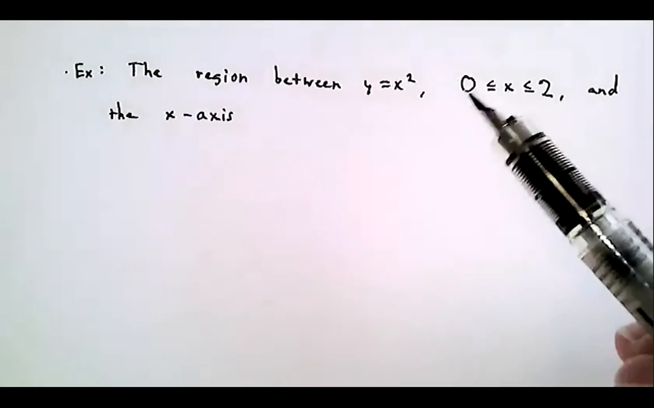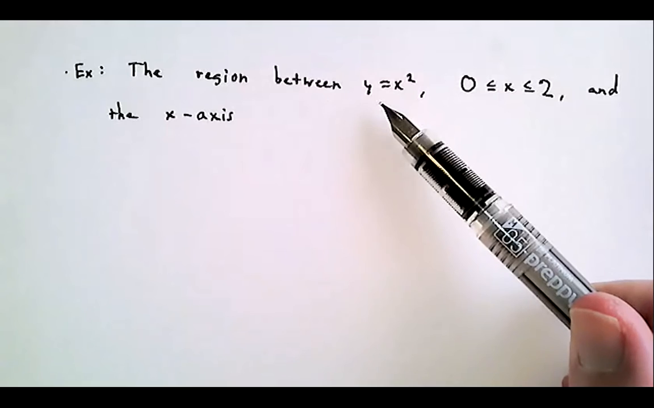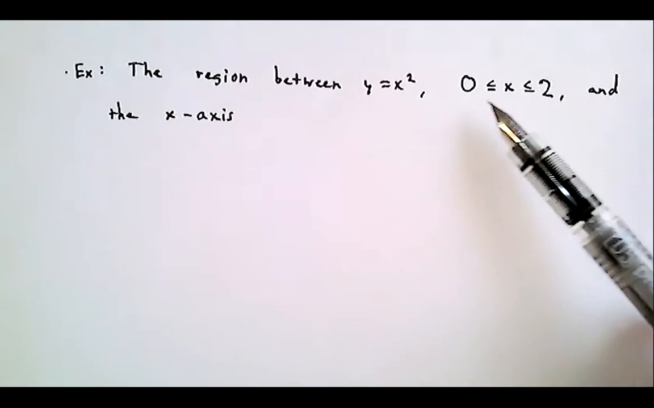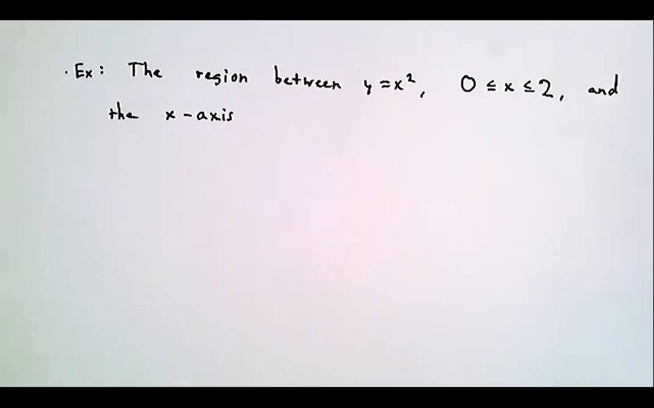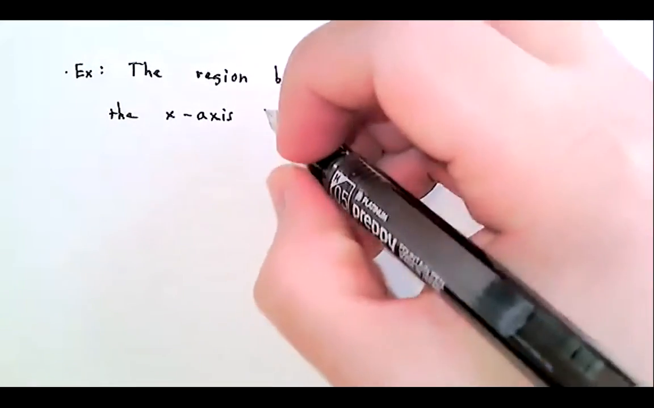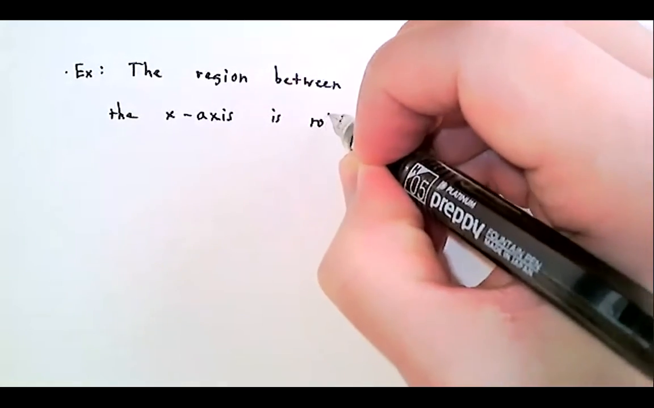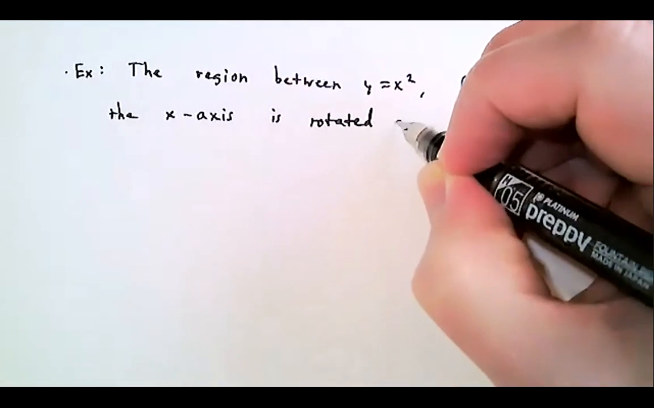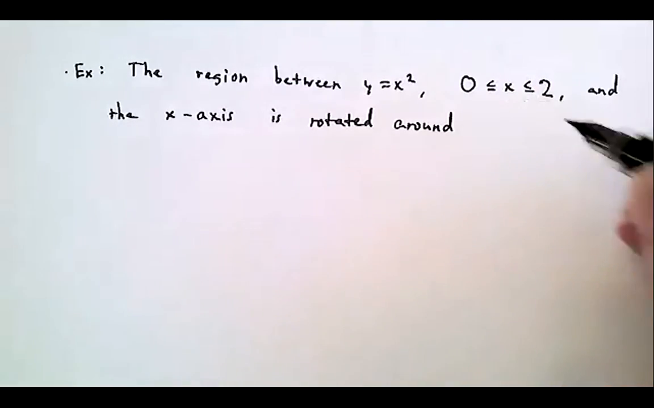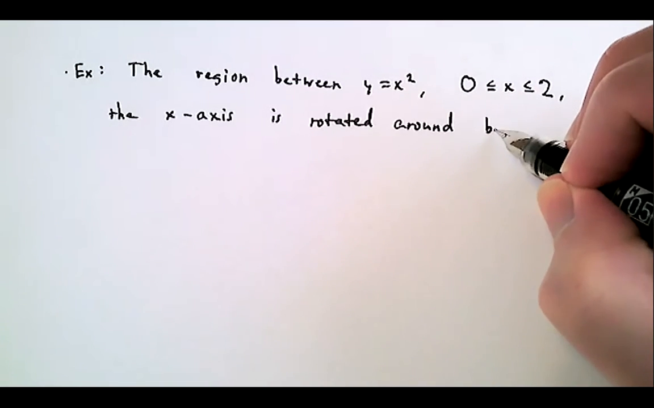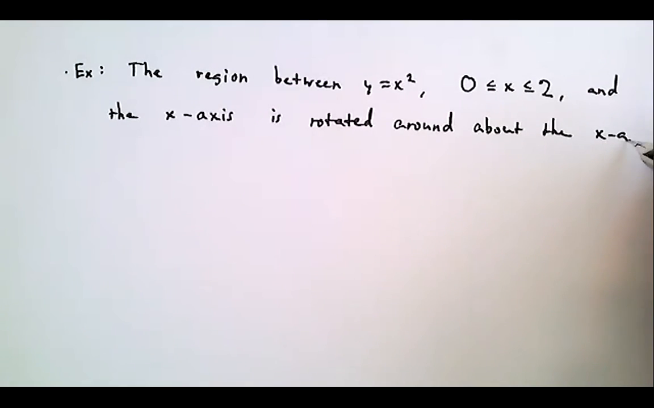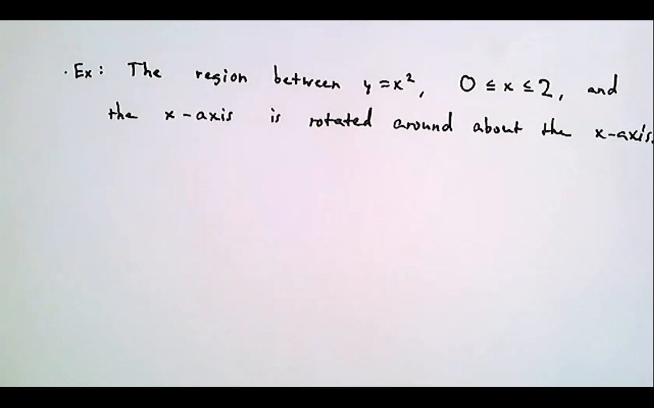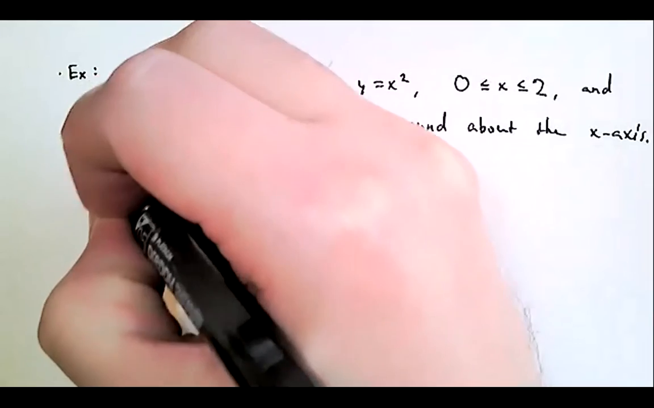Okay, so we have a region bound between this parabola, y equals x squared, the x range 0 to 2, and also the x-axis on the vertical. And this is going to be rotated around the x-axis to form a three-dimensional solid. Okay, and our goal for this example is just to find the volume of the shape that we make.